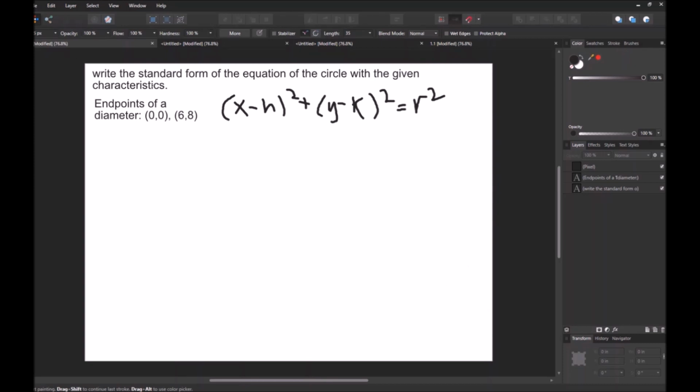Okay, so in this next question we're asked to write the standard form of the equation of the circle with the given characteristics. And the only characteristics we're given is that the endpoints of a diameter are 0, 0 and 6, 8. So you might be a little bit confused here. You might be saying, well, we weren't even given solution points, we weren't given a radius, we weren't given a center, so how could we ever find this out? Well, let's go to the graph here.